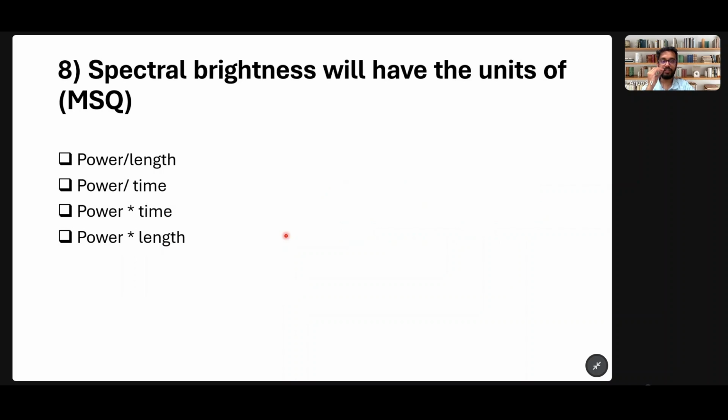The eighth one is an MSQ, multiple select question, where they are asking about the units of spectral brightness. So spectral brightness we know will be measured in both watt per meter and watt second. So the correct options will be option A, power by length, and option C, power into time. Sorry, watt per meter and watt second.